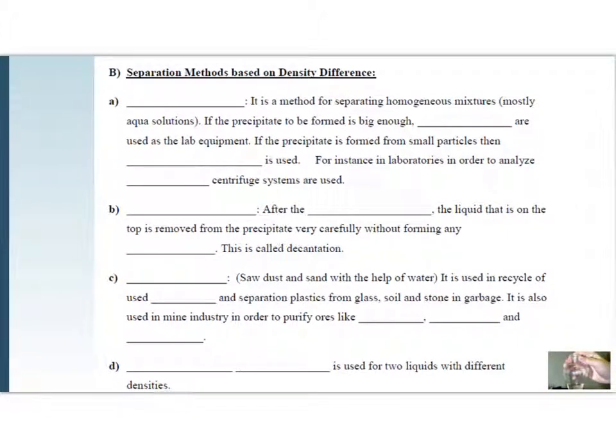Now, separation methods based on density difference. The first one, precipitation. It's a method for separating homogeneous mixtures, mostly aqueous solutions. If the precipitate to be formed is big enough, we use beakers. But if they are not big enough, we use a system called a centrifuge. And mostly in laboratories, to analyze blood, centrifuge systems are used.